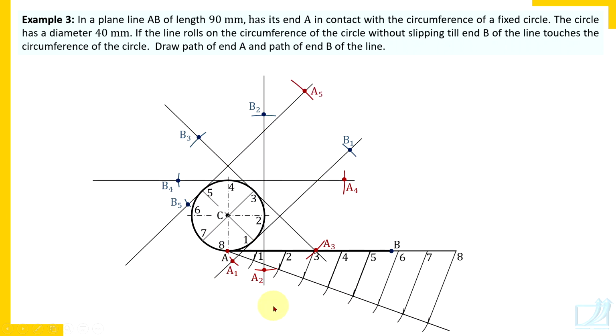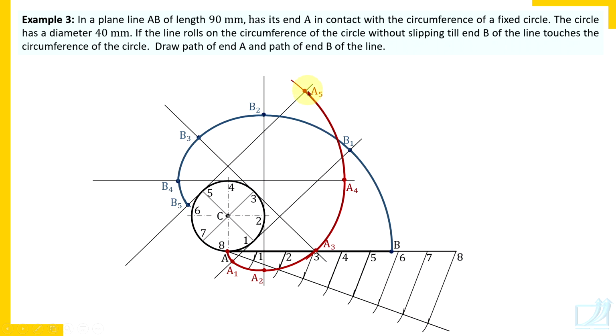Now join these points, check here. From point B, here point B starts and moves along this path. Up to B5 we have completed the curve. Similarly, point A starts here and these are the positions of A up to A5. So we have traced the path of point B and point A, but it's not yet over because it is clearly mentioned in the problem.